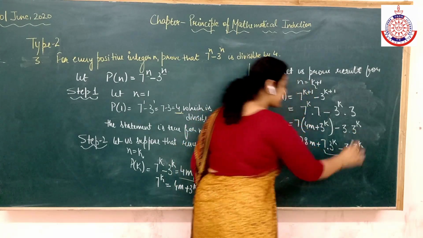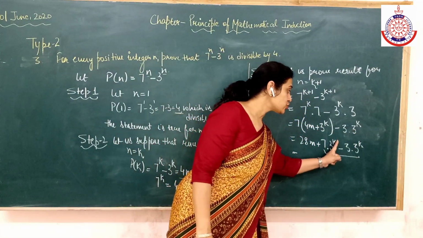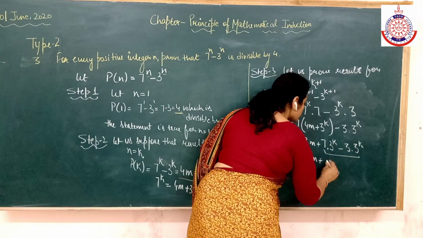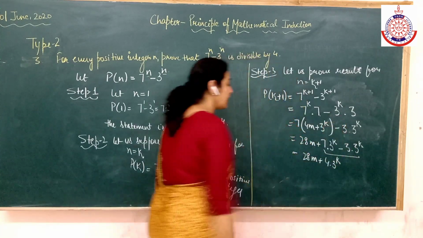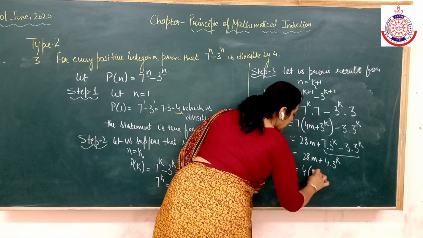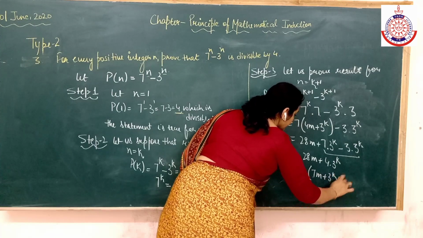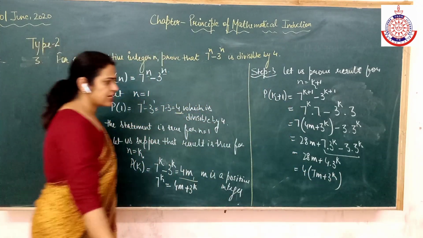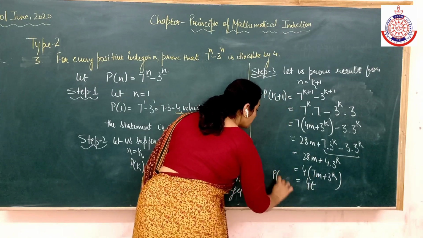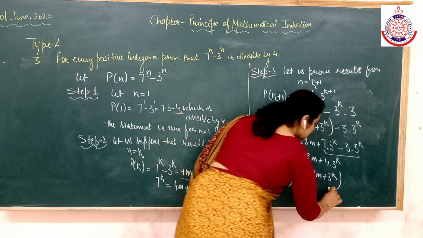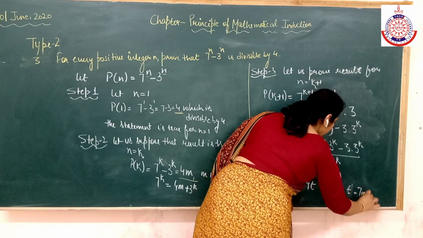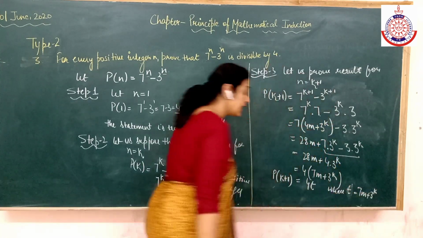So like terms we always add and subtract. This also has 3 raised to power k, this also has 3 raised to power k. So it will become 7 minus 3, 4 into 3 raised to power k. So can I take 4 common? Clear? 4 I have taken common. So that's what my target is. I'll put it as 4 into t, so that P(k+1) has come where t is equal to 7m plus 3 raised to power k. That's what my target was.